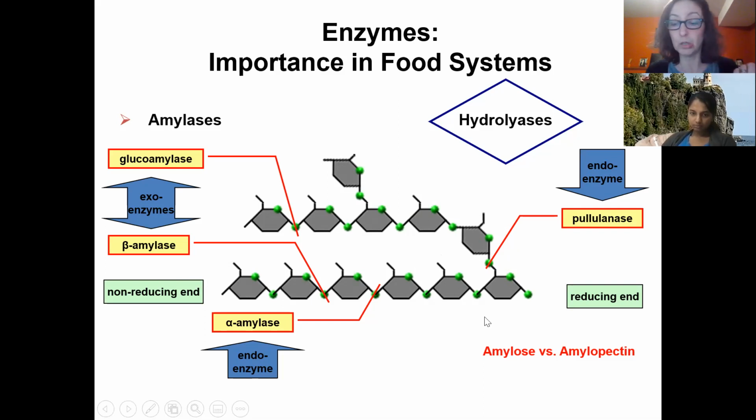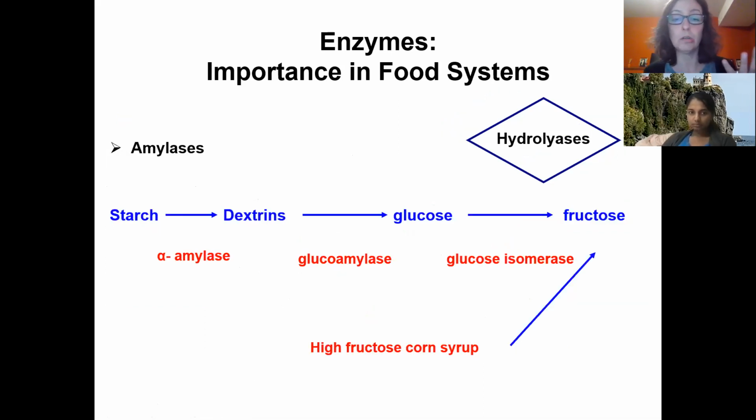So what is an application? An application, for example, is high fructose corn syrup. So we start with starch, add alpha amylase, we get maltodextrins, we add glucoamylase. It breaks the maltodextrin more into single glucose units, and from there we use an isomerase in this case to convert glucose to fructose, and there you have the high fructose corn syrup, which came from starch and became sugar.